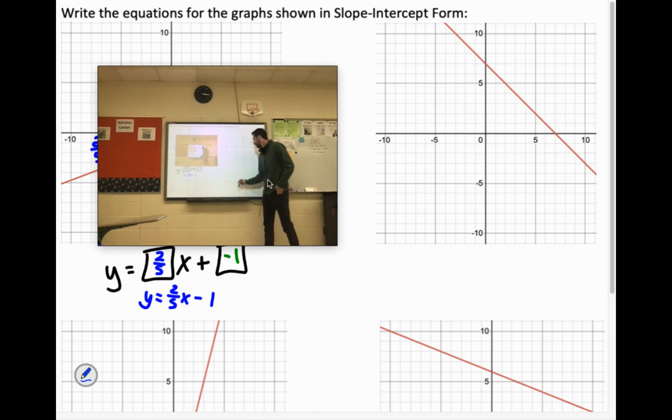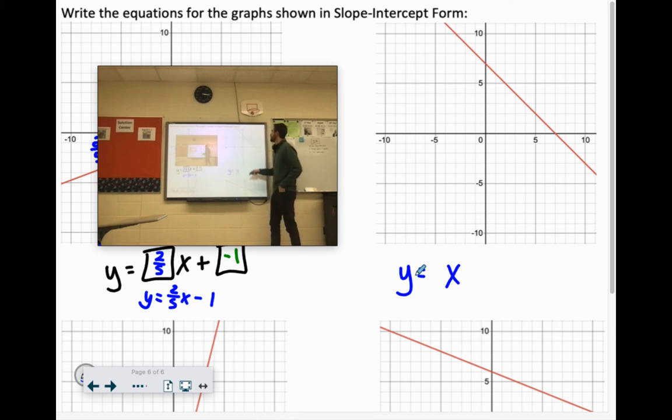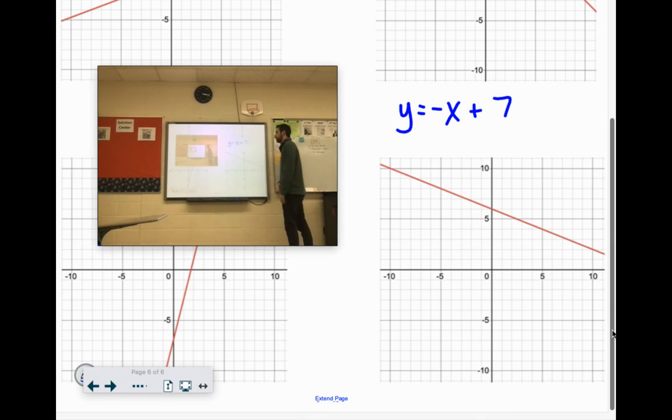So looking at this one, it crosses at +7. Now for the slope, I see it goes down and to the right, so that means it's a negative slope. So if we look here, it's down 1 over 1. Down 1 over 1. -1 over 1 is -1. But you don't write -1x, you just write -x. Hey, there we go. We have 2 more of those.